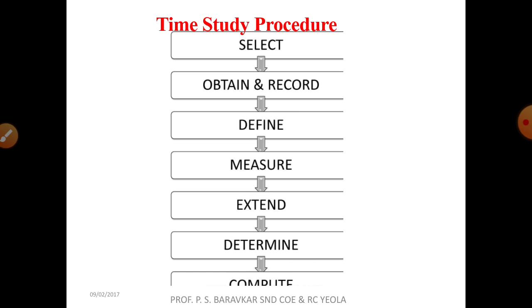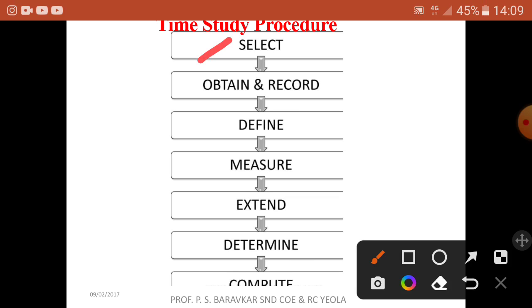This is a flow chart of the time study procedure. In it, you can see the first step is select. After that, obtain and record, define, measure, extend, determine, and compute. So there are a total of seven steps in the procedure of time study.